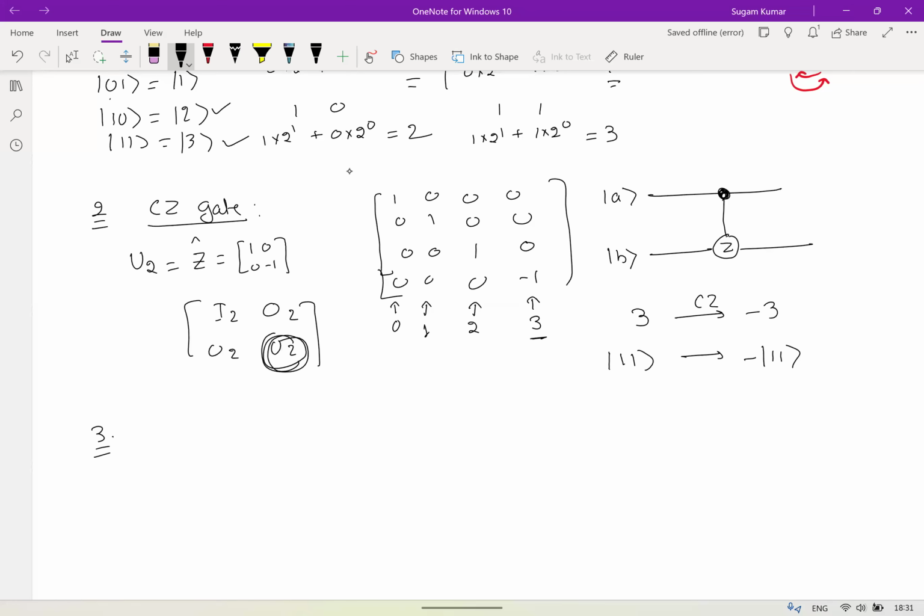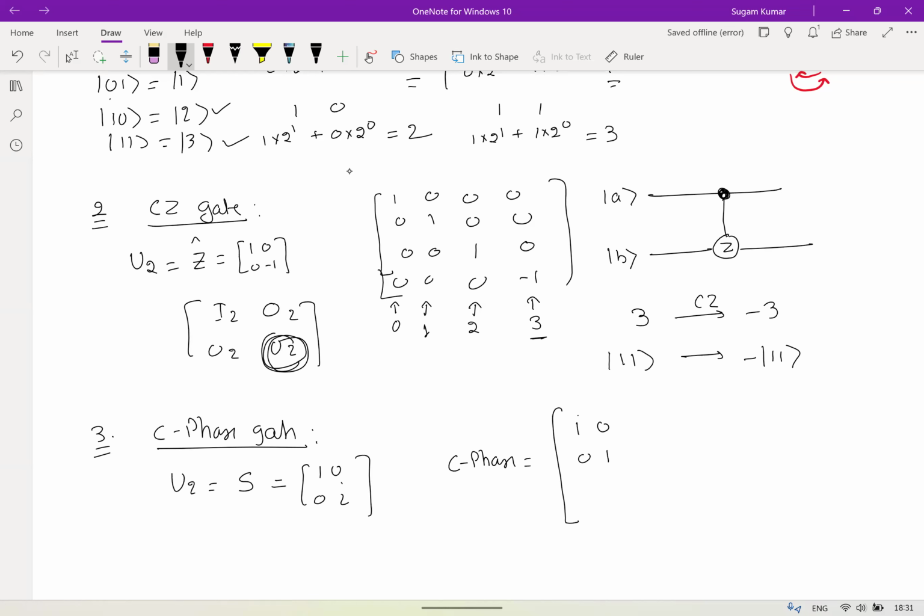So the third part is the C phase gate. The C phase gate means you're now going to use the S phase gate, correct? So here the U2 is going to be S. And what is S here? 1, 0, 0, iota. So the C phase matrix is going to become 1, 0, 0, 0, then 0, 1, 0, 0, then 0, 0, 1, 0, and 0, 0, 0, iota. And you can check what it does.